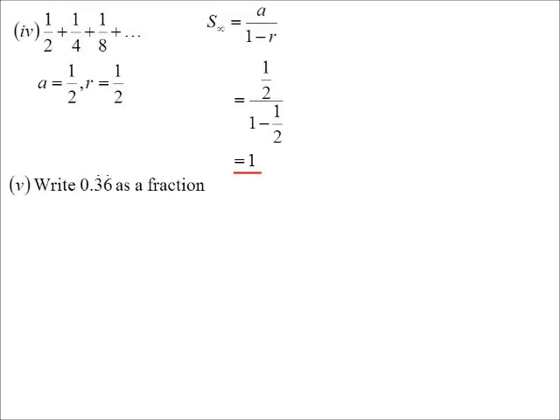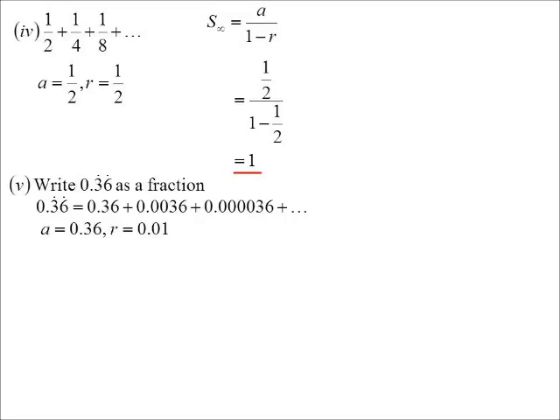Okay. Now, there is a third way of doing it, and that's using sum to infinity. So let's rewrite 0.36, but I'm going to rewrite it like this. 0.36 plus 0.0036 plus 0.000036 plus 0.00000036 plus 0.0000000036, and so on and so on and so on. And we've got an infinite sum there.